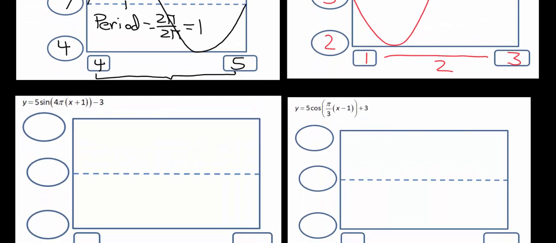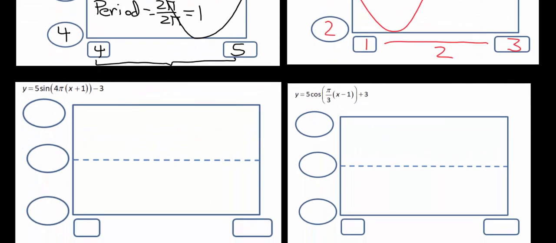Now let's look at this one. Once again, we've got negative 3. We add 5 to it, and we get 2, right? We subtract 5, and we get negative 8.